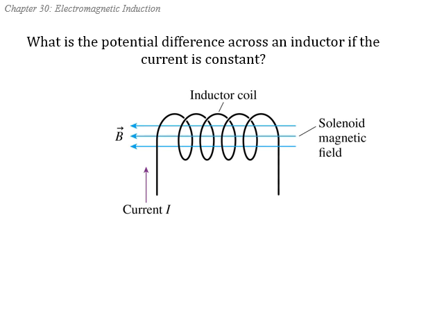So let's ask the question, and this is what we want to figure out. What is the potential difference across an inductor in a circuit? Let's start with the first, more straightforward question. What's the potential difference if the current is constant?